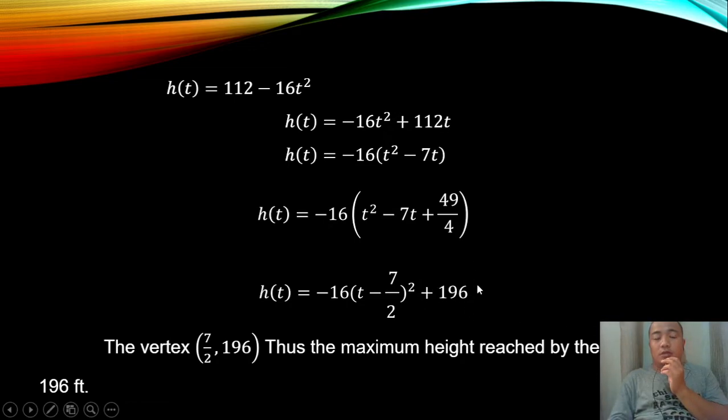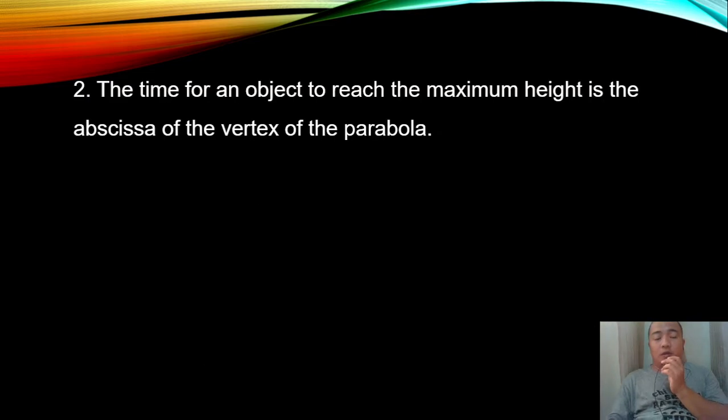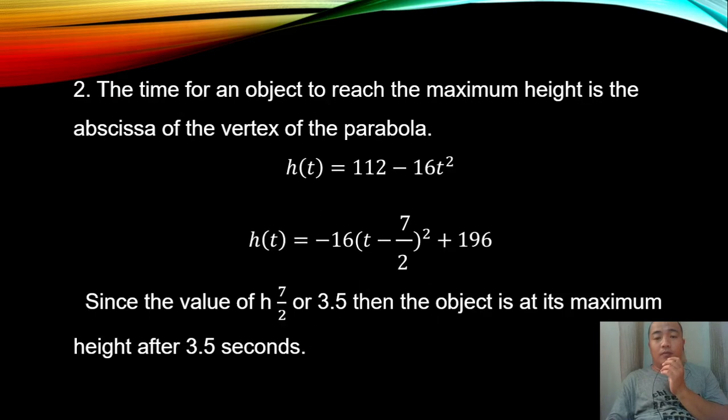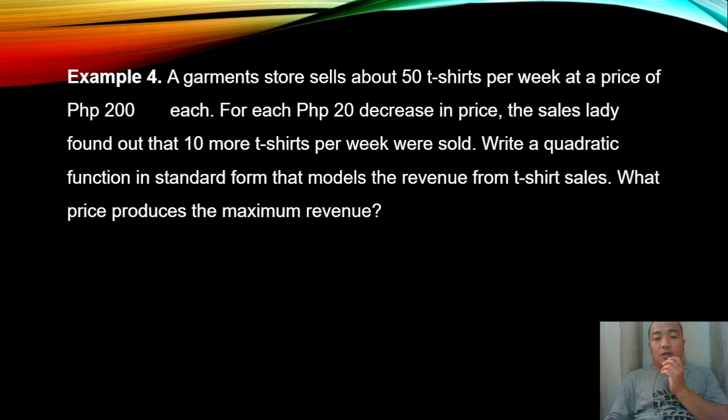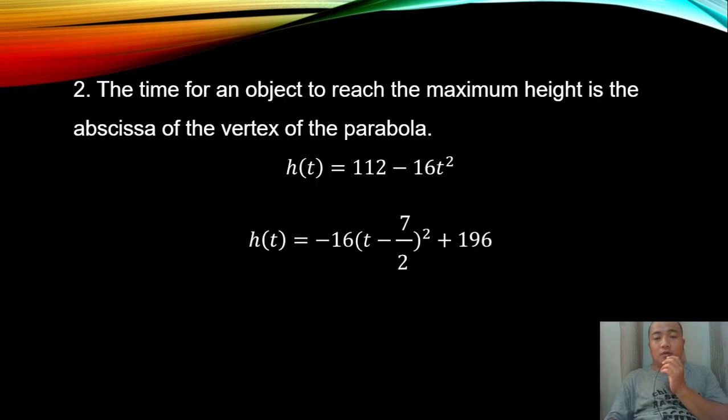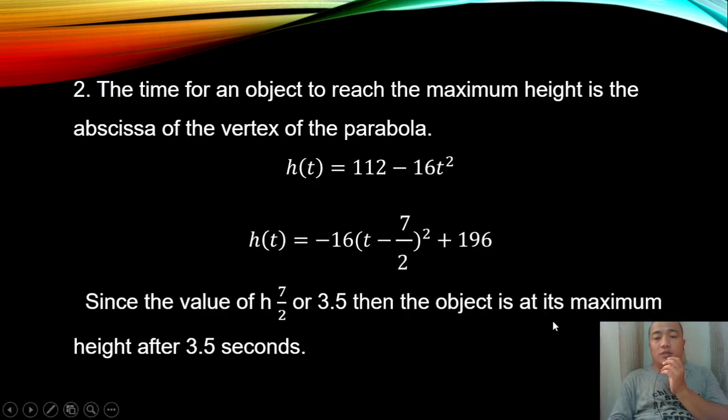Okay, that is the maximum height reached by the object, the k, when the quadratic function is in vertex form. And for letter B, the time for an object to reach the maximum height is the abscissa of the vertex of the parabola. Okay, di ba sinolve natin kanina yun? Sinabi natin, yung 196, that's the maximum height reached by the object.